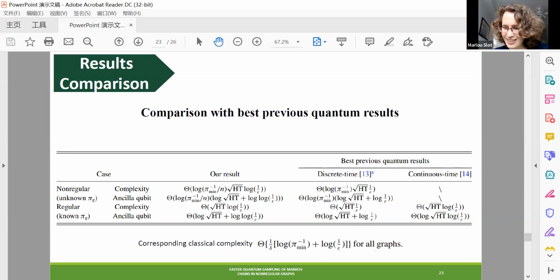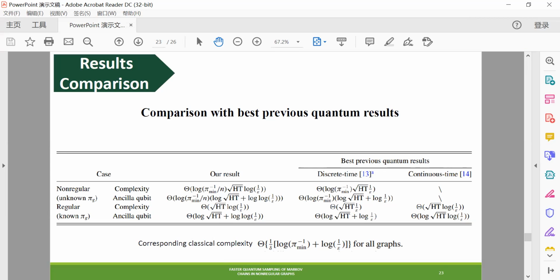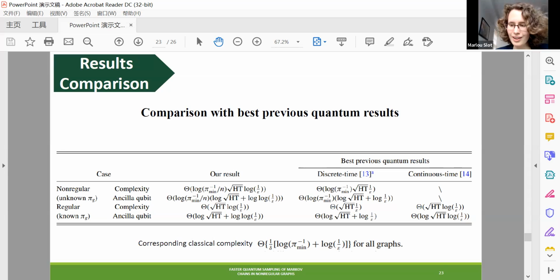Excellent. Shashi asks, can you describe the quantum walk operator? What gates does it use and how was it designed? Quantum walk operator. What gates does it use and how was it designed?